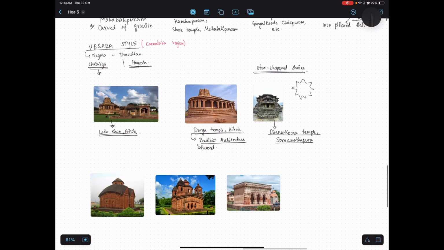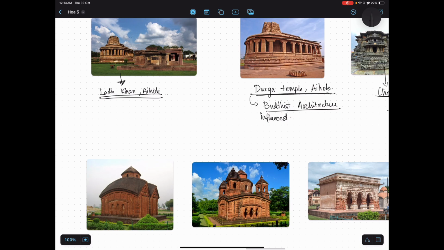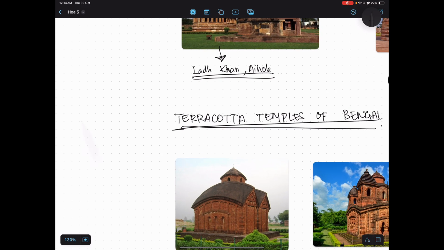Then we have other styles that are present in the Bengal region. Bengal temples are mostly made of terracotta. So they don't have a particular name. Terracotta temples of Bengal. As I said, mostly they are made of terracotta, but they had Nagara style in them, yes, and they also used a lot of Islamic elements in them.